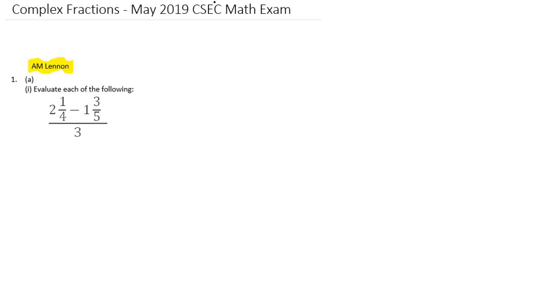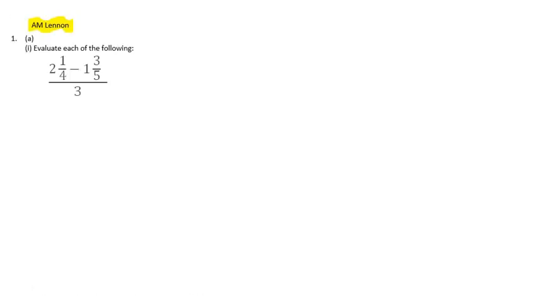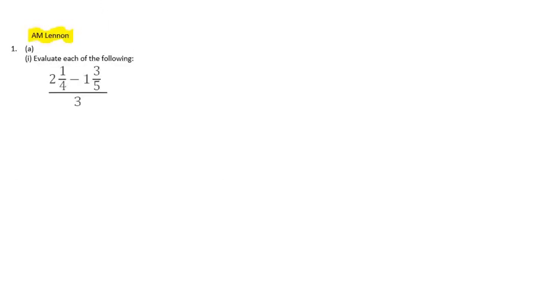Okay, so we are looking at the May 2019 CSEC math examination, question one part A, which has two parts. The first part is a complex fraction, and the second part that we're going to look at is to work out a simple computation, 2.14 times sine of an angle. You can work these out, pause the video, and then check for the solution. Now, starting, we're going to look at the first part.